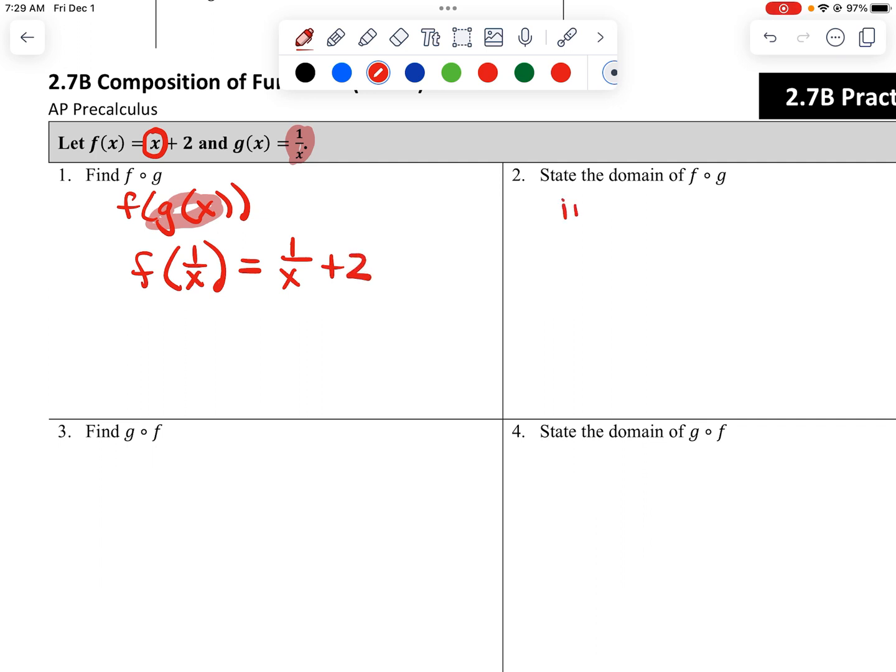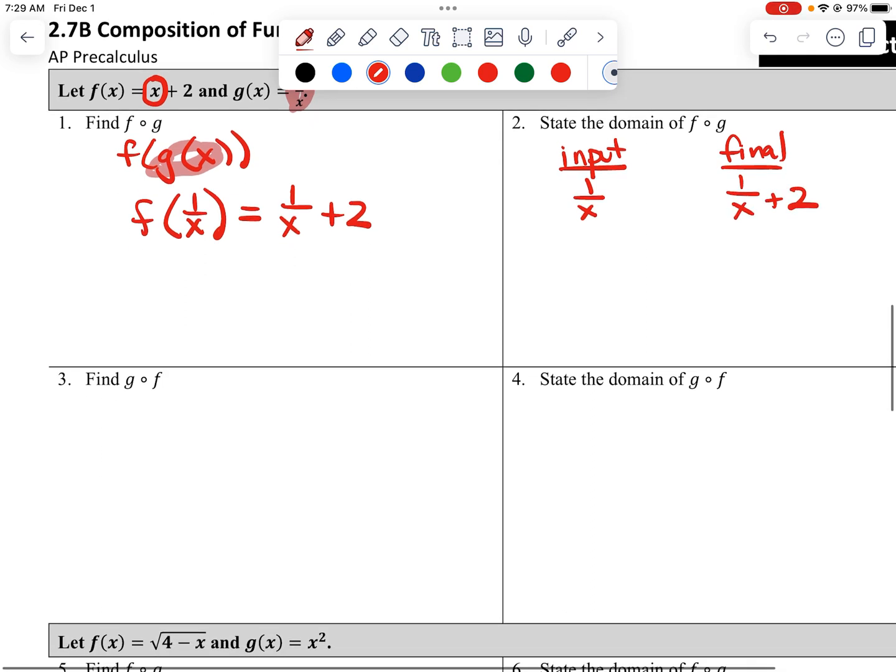So for the domain, we check our input of 1 over x, and we check our final of 1 over x plus 2 for restrictions. Well, there's a fraction, so we can't divide by 0. So our restrictions: it can be all real numbers, but x cannot be 0.